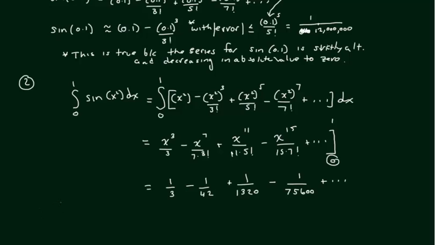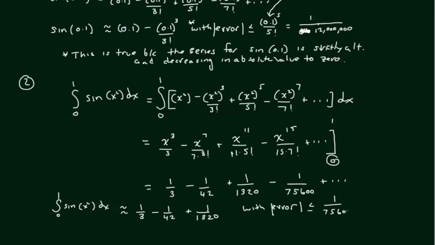So we say then that the integral from 0 to 1 of the sine of x squared dx is approximately 1/3 minus 1 over 42 plus 1 over 1,320. And the error, so now with error in magnitude less than or equal to the first omitted term, 1 over 75,600.